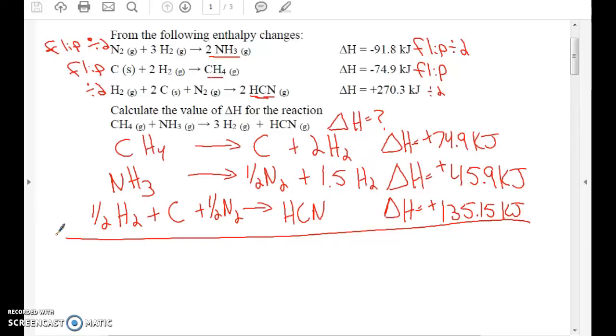So solid carbon, for example, it's being created by this sub-equation but consumed by that one. So that would cancel out. You would end up not seeing that at all. The half mole of nitrogen gas is a product here and a reactant here. So that gets consumed.